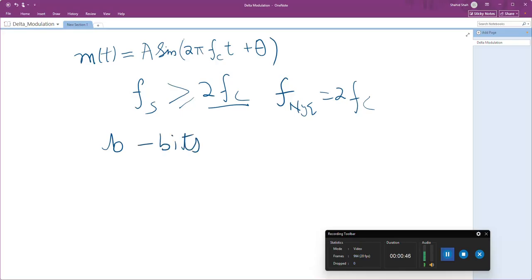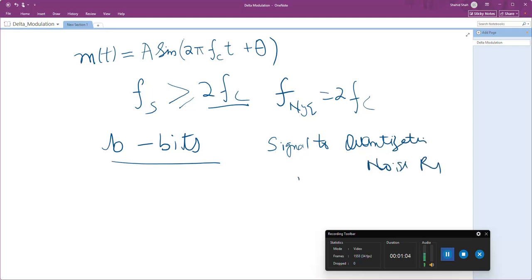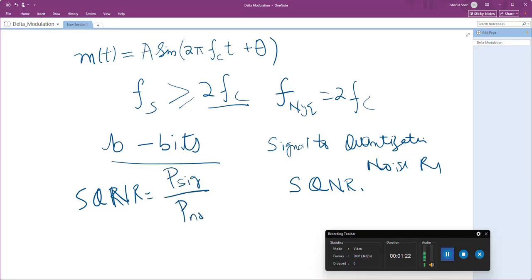One of the questions we may be asked is to compute the signal to quantization noise ratio, which is also called SQNR. So we have actually done the ingredients. What is SQNR? The signal to quantization noise ratio is given by the signal power, let's say P signal, divided by P noise.